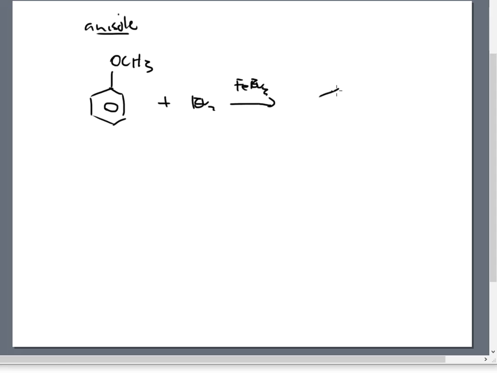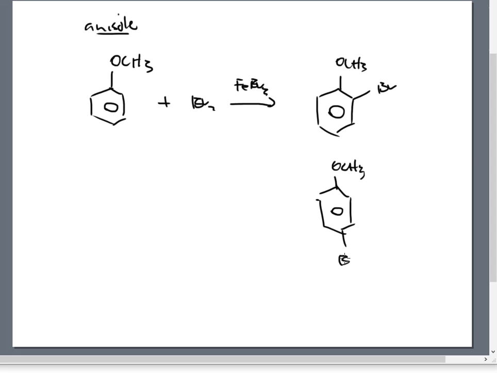Okay, well, what forms? You'll look at this and you'll go, well, the OCH3 is an activator, and that activator is going to send the bromine to the ortho position. That's great, not a big deal. And then you would look at this and say, well, we can also have a para position. Yeah, we can. OCH3 and a Br that goes there.